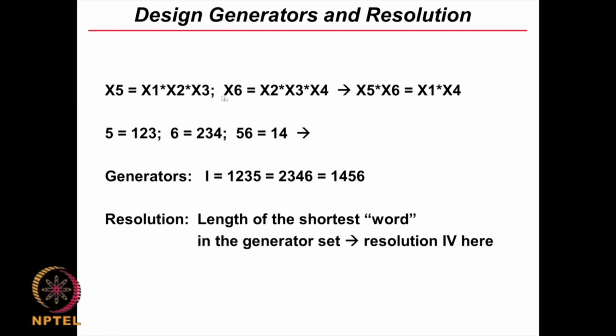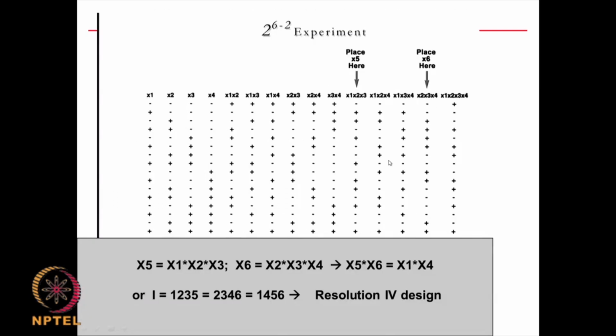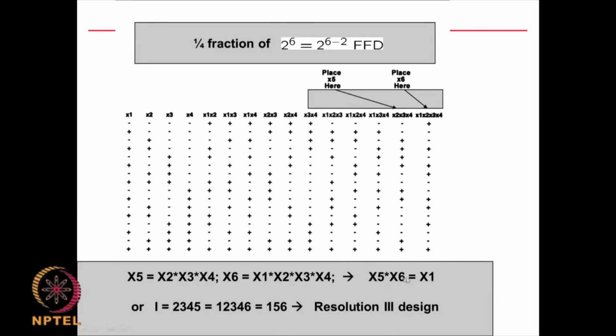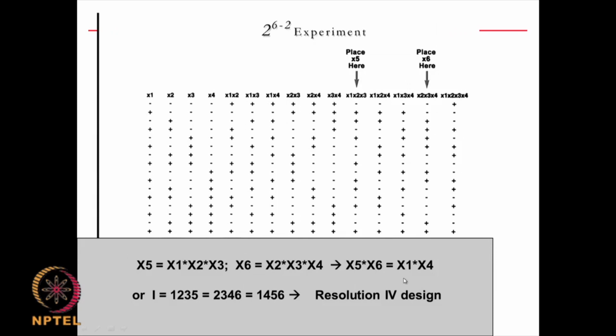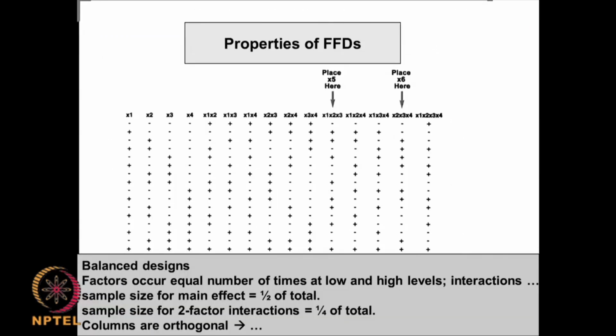So 5 equal to 1 2 3, 6 is equal to 2 3 4, 5 6 is equal to 1 4, like that. So this is called a design generator, and as I said, resolution is the shortest word in the generator, this is 4. Whereas if you look at this one, we have x5 x6 is equal to 1. So this is the shortest, 1 is equal to 5 6. So obviously resolution 3. Do you understand how to build up these resolutions?